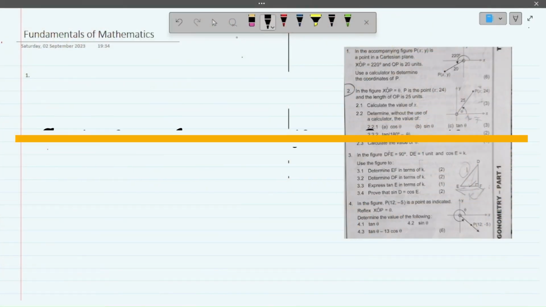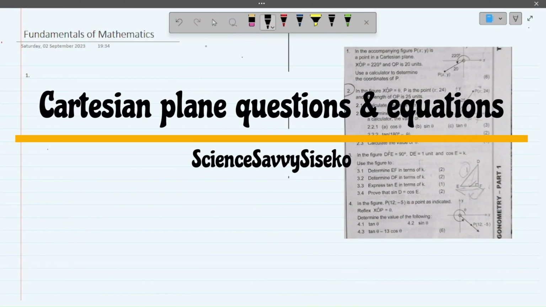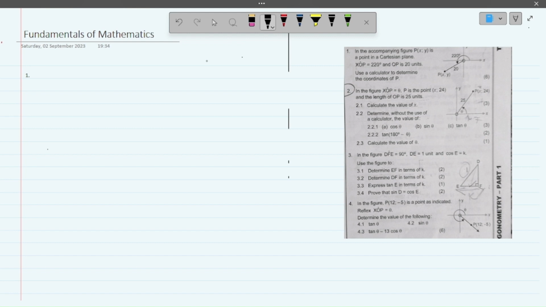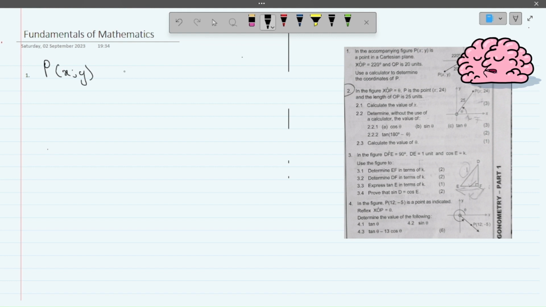So we have questions that are represented on the right hand side. I'll be going step by step into answering these questions and how you find the solutions for them. In the first question, it says, in the accompanying figure, P(x, y) is a point in a Cartesian plane.